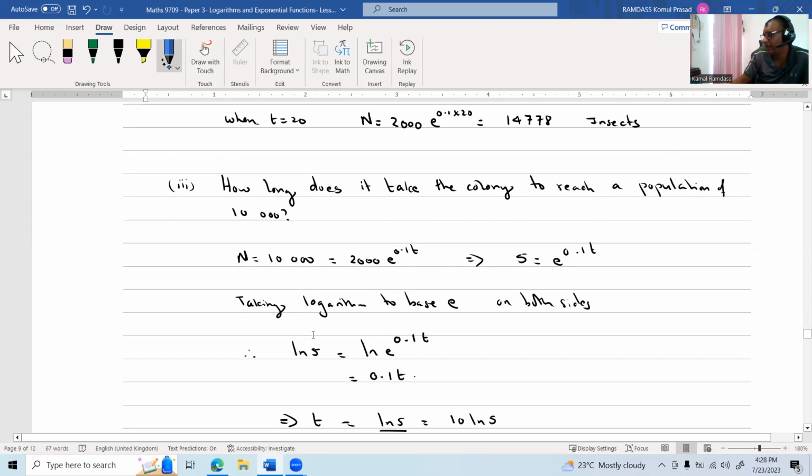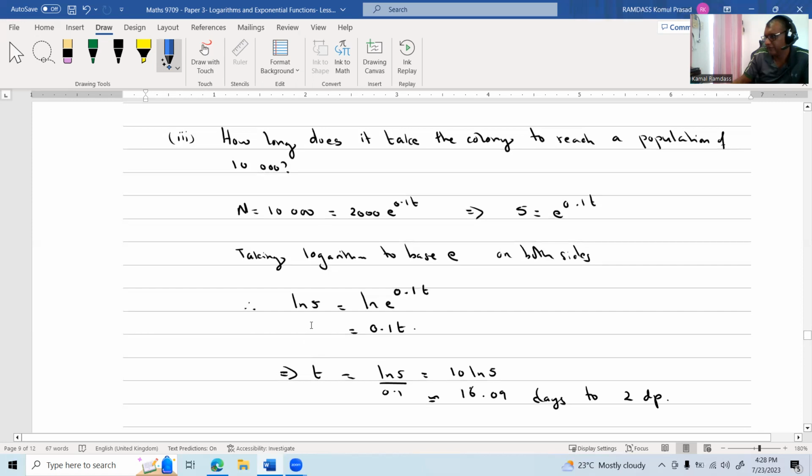Et then we take logarithm to base e, natural logarithm on both sides. ln de 5 is equal to ln de e to the power of 0.1 t. Et 0.1 t ln de e. ln de e, c'est log de e base e, est égal à 1. Et 0.1 t est égal à ln de 5, et t is equal to ln de 5 divided by 0.1, is equal to 10 ln de 5, leaving 16.09 days to two decimal places.